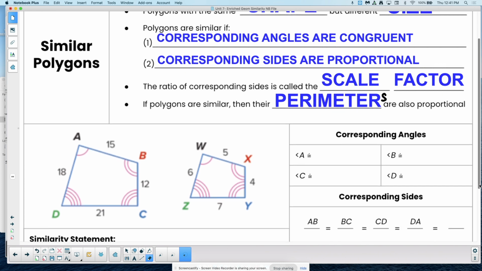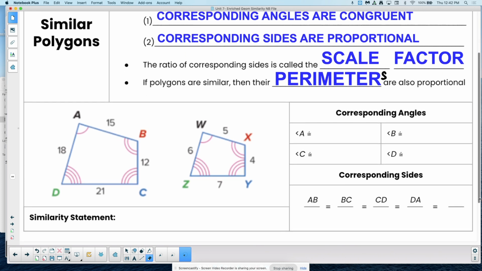Okay, so let's just look at this first example here. We're told that we have similar figures, and it's our job to list their corresponding pieces. So if we look here, angle A has one arcing mark. That matches angle W, so that would be angle W. And if we go to angle B, two arcing marks, that would match angle X.